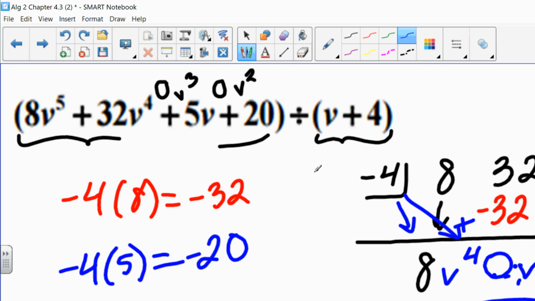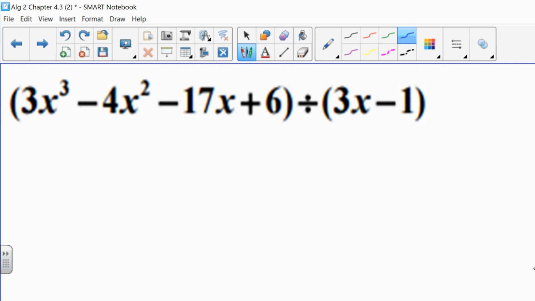Questions on this here? Do we like this better than long division? Any questions on any of this so far? Now there is a trick with synthetic division. Or not trick, but there is a piece that does make it a little more challenging.